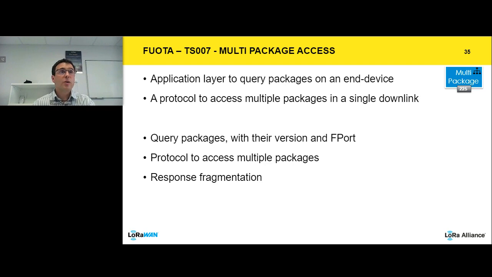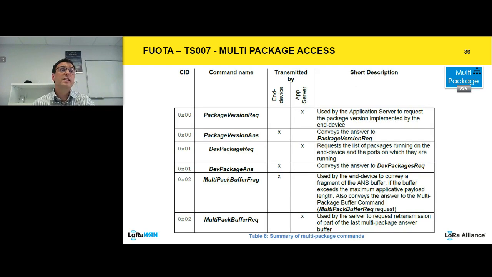It's quite light on the commands. You get itself the package version rec and ANS for this package, but also the device package rec, the command ID number 1, which is actually used to request all the packages installed on the device. And then command ID number 2 is used for the fragmentation answer, so the fragmented answer. If some fragment is lost, I can ask again for the device to send it again.